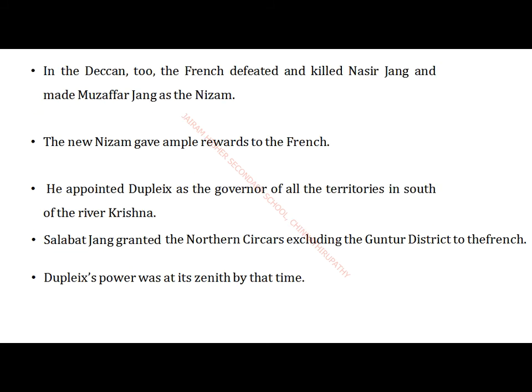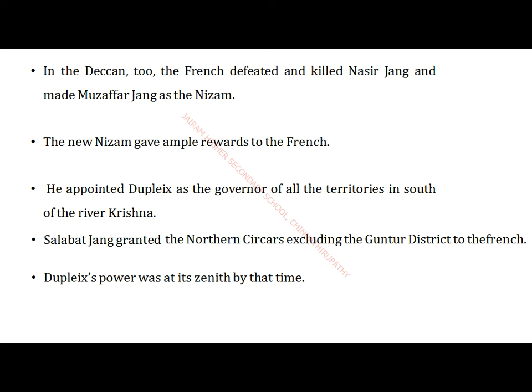Okay, children, yes, and see, in the Deccan too, the French defeated and killed Nazir Jung and made Muzaffar Jung the Nizam. The same thing has happened. What was the result? Muzaffar Jung rewarded them amply. He appointed Dupleix as governor of the territories south of the river Krishna also.